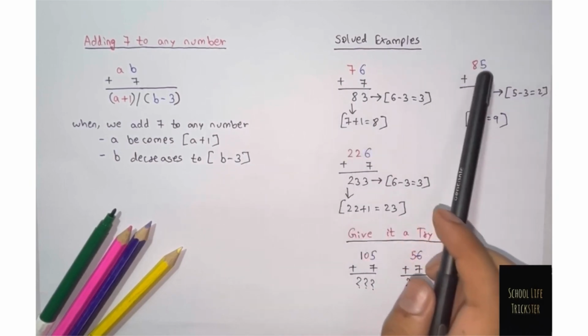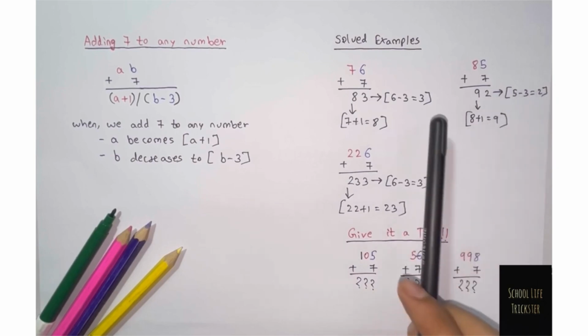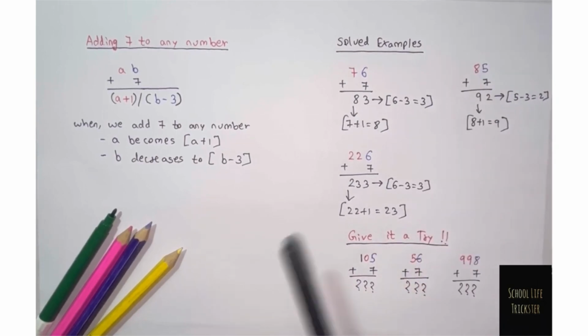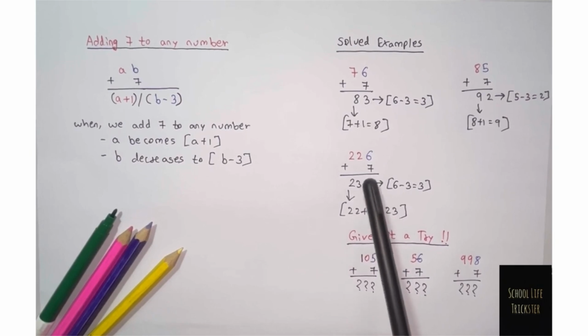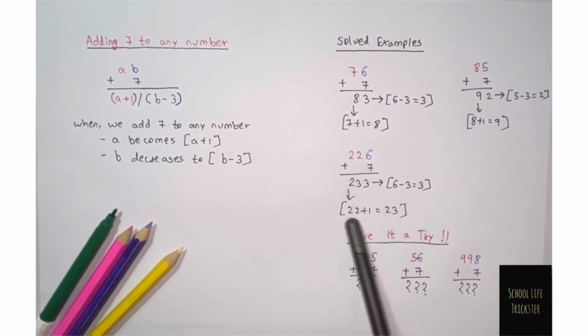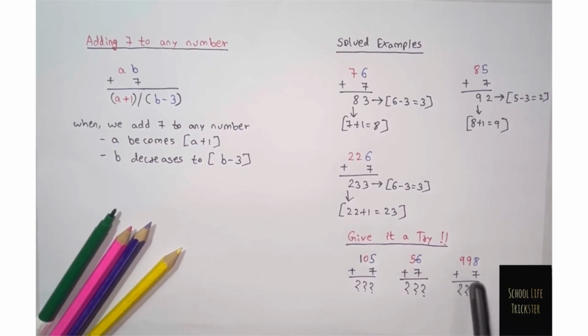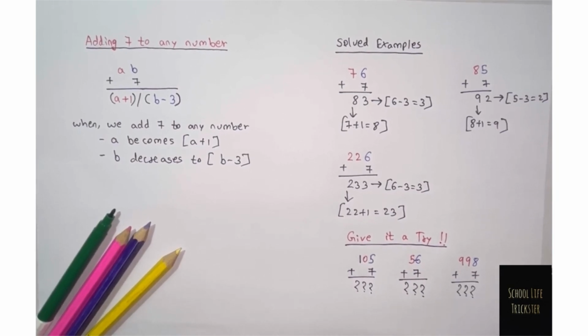Over here 85 plus 7 is 92. 5 minus 3 equal to 2 and 8 plus 1 9. 226 plus 7 is 233, that is 6 minus 3 is 3 and 22 plus 1 is 23. So give it a try and solve it by yourself. 105 plus 7, 56 plus 7, 998 plus 7, and comment your answer.